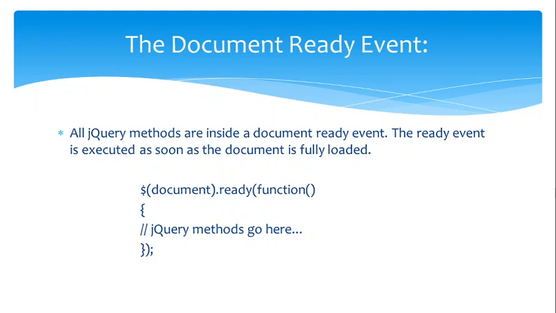Okay, so now the document ready event. All jQuery methods are inside the document ready event. The ready event is executed as soon as the document is fully loaded. It means $(document).ready(function), and whatever method you want to run, you can write here. So this is the document ready event, an event to execute as soon as the document is fully loaded. Whenever it is fully loaded, then it will be executed. Okay.